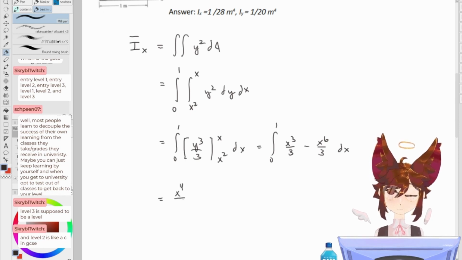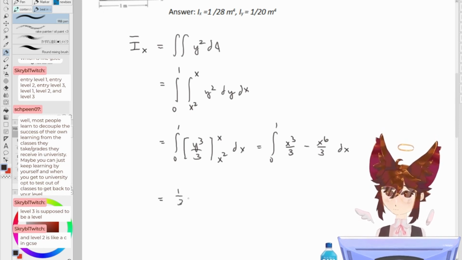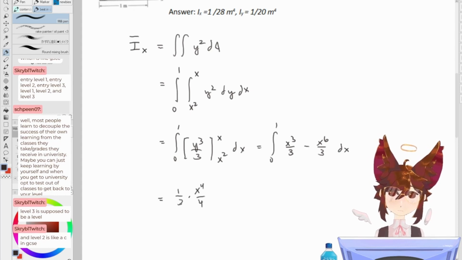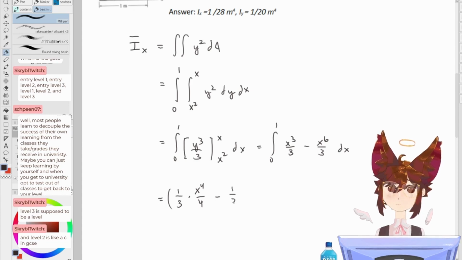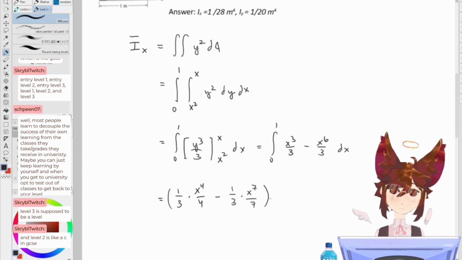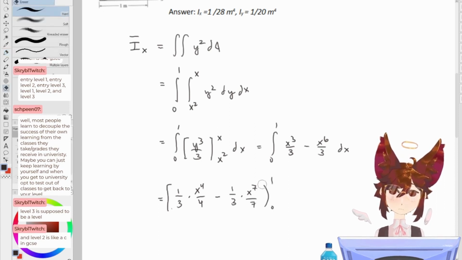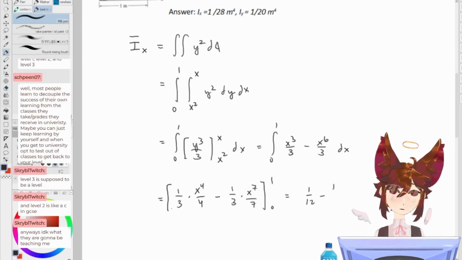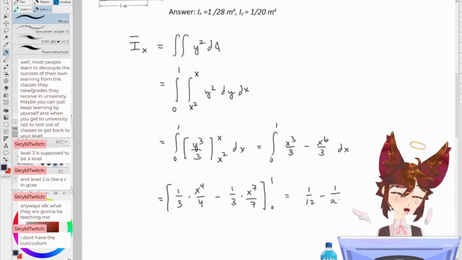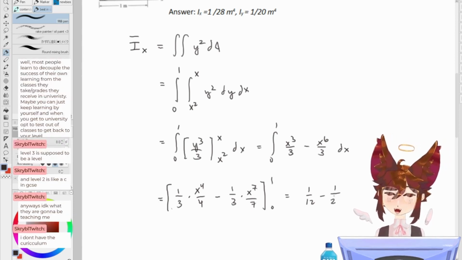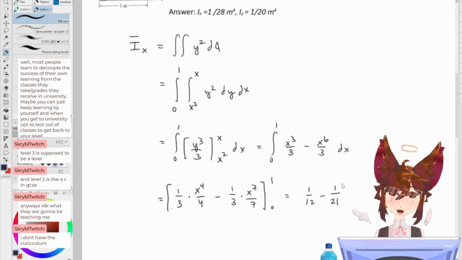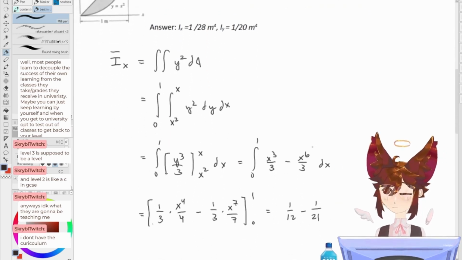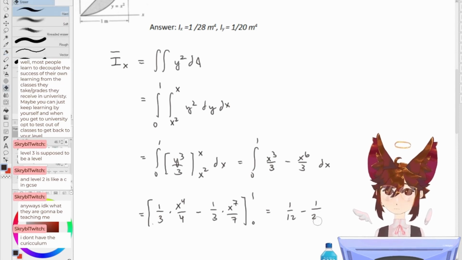x to the 4th. We do 1 over 3 times x to the 4th over 4. Minus 1 over 3 times x to the 7th over 7, and we do that from 0 to 1. Oh, it's so nice that it's 1. It's going to equal 1/12 minus 1/21st. That sucks. Wait, no, it's not that. It's 28.